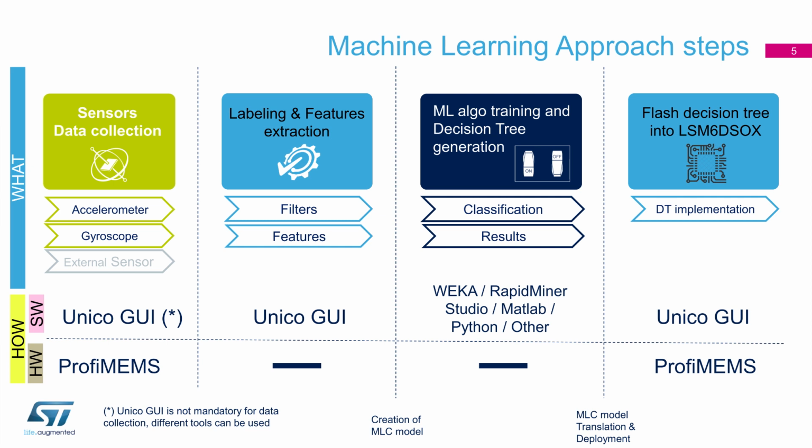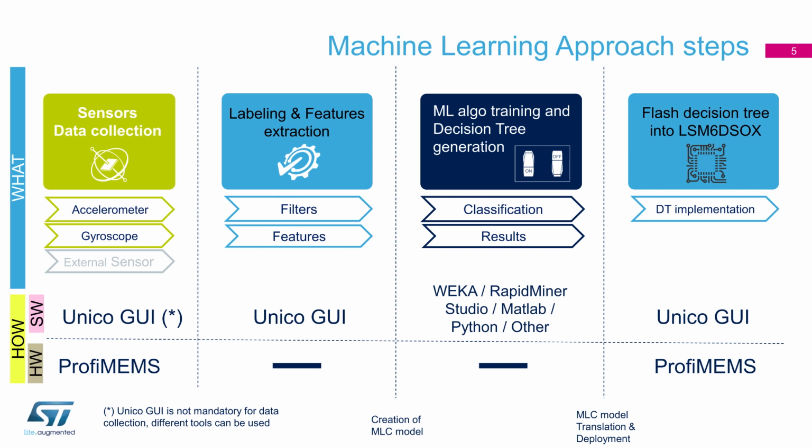Those are the main steps needed in order to realize a fully working solution based on machine learning. First step is the data collection, and we are going to do that using the Professional MEMS board together with the Unicode GUI. After data have been collected and labeled, we will extract features and, if needed, apply filters. The Unicode GUI will help us during this step.